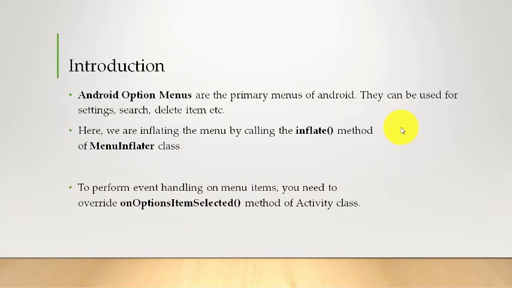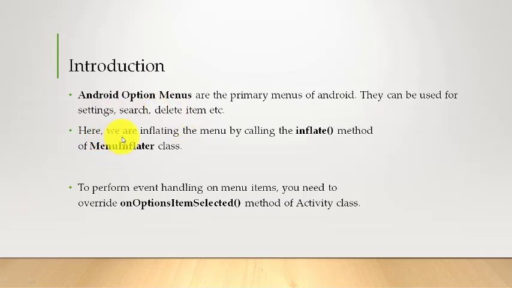First topic is your introduction. Android option menus are the primary menus of Android. They can be used for setting, searching, deleting item, etc. At the top of the Android application, there is a menu. Menus are specially designed for doing some tasks like settings, searching, deleting. In an Android application, these are the options or the items that are available for doing the task in the menu.